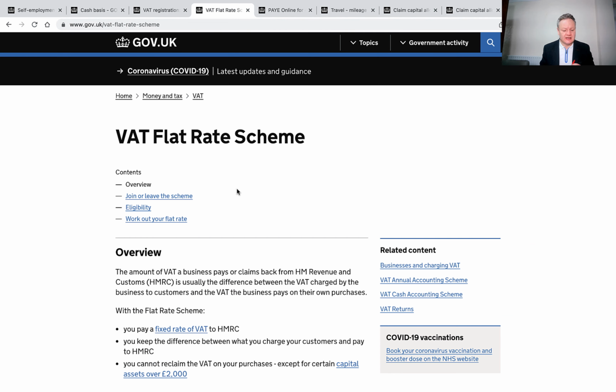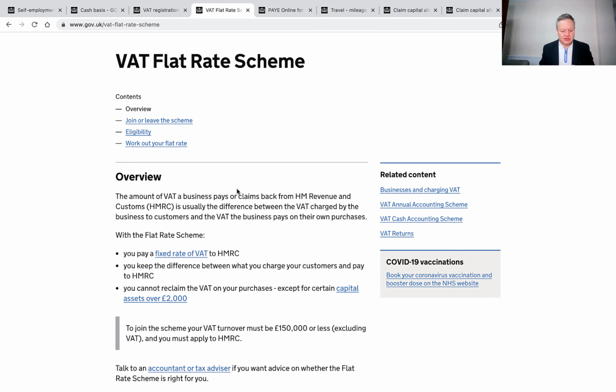The other side to this is the flat rate scheme. So this is in terms of looking at your VAT, if you need to register. Do you know that you could actually make money on the flat rate scheme? The flat rate scheme is also easier. What does flat rate scheme mean?